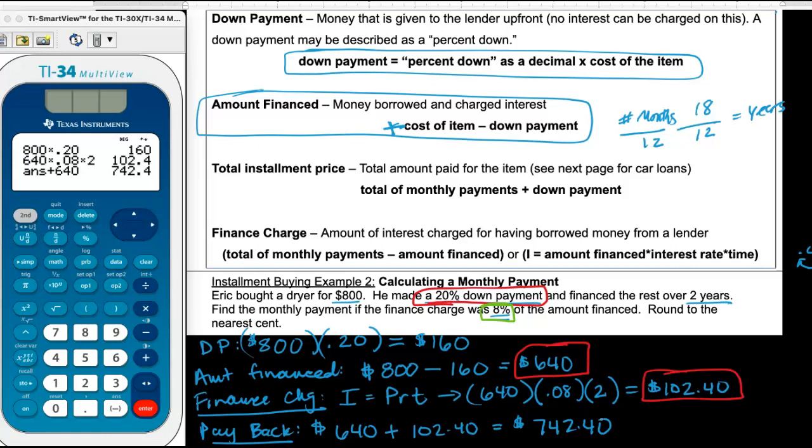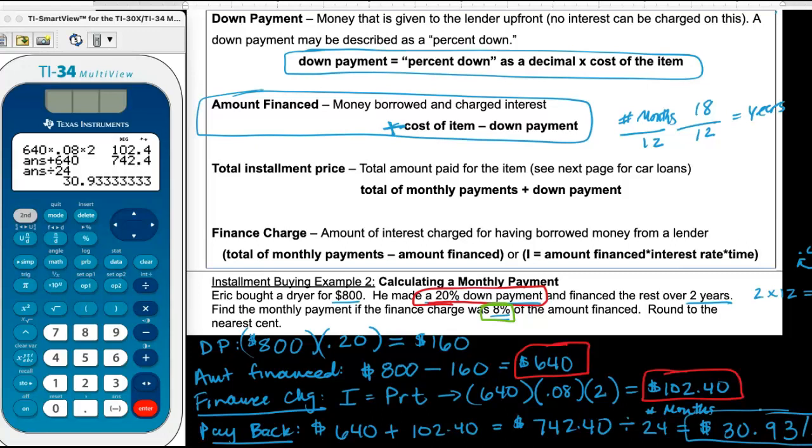And so now that we know the total that needs to be paid back, now we need to figure out, well, how much is that per month? So just take the total that they need to pay back and divide it by the number of months. And in this case, they told us that he's going to pay over 2 years, so we're just going to take 2 times 12, which is 24 months. So 2 years is the same thing as 24 months. So I'm going to take $742.40 and divide by 24, and that's going to give me my monthly payment. So I end up getting $30, and we always round to the nearest cent, which is the hundredths place, 2 digits after the decimal. So this is going to be 93 cents. So Eric will make a payment of $30.93 a month for 2 years to purchase this dryer.